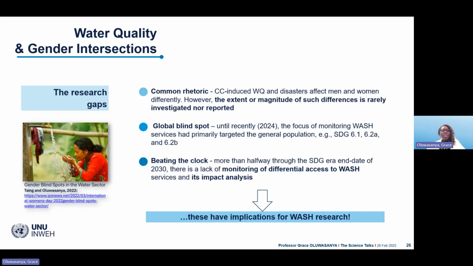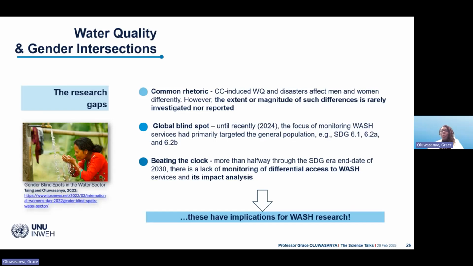So the research gap, to kind of crystallize the research gap, is that we have a lot of common rhetoric. For instance, climate-induced water quality and disasters affect men and women differently. But how differently? The extent or magnitude of such differences is rarely investigated nor reported.